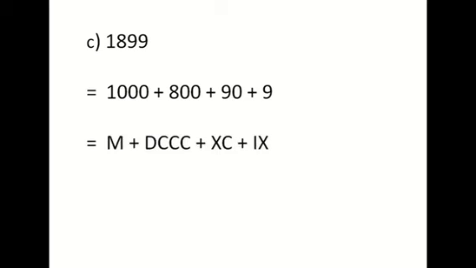1000 means M. Here 800 means 500 plus 100 plus 100 plus 100. So D, C, C, C. Plus 90 means 100 minus 10. So C on the left, X. C means 100. So 100 minus 10. So smaller value will go on the left. And 9 means IX. Okay. Now we will remove the plus symbol and write completely in Roman numerals. So the final answer is MDCCCXCIX.